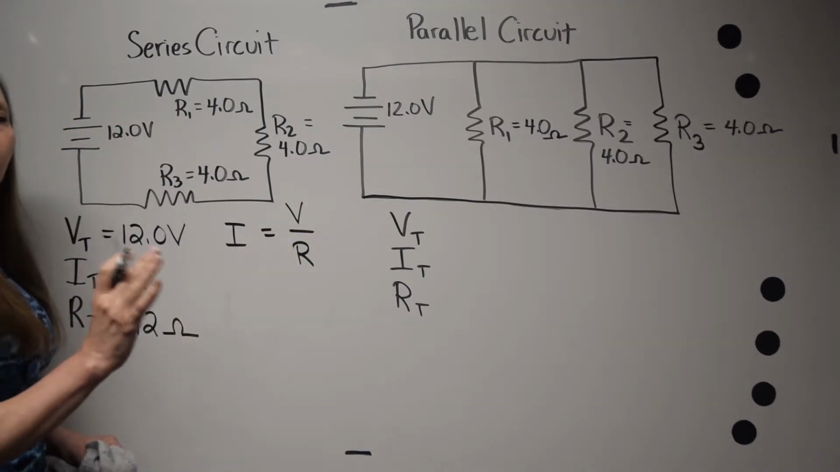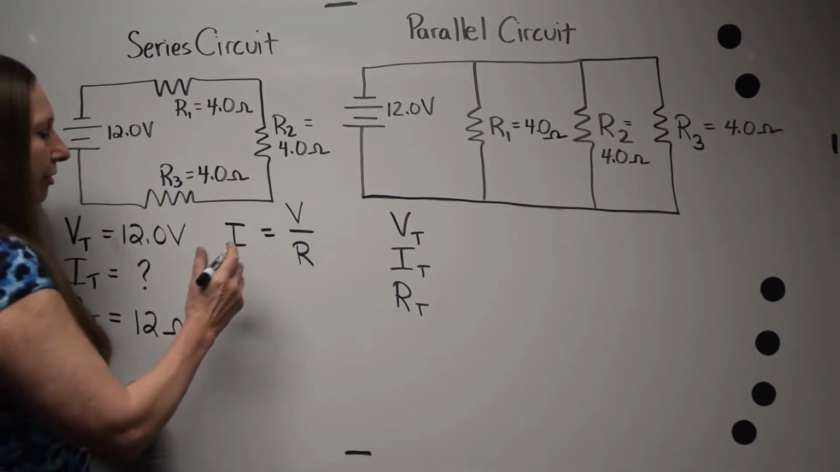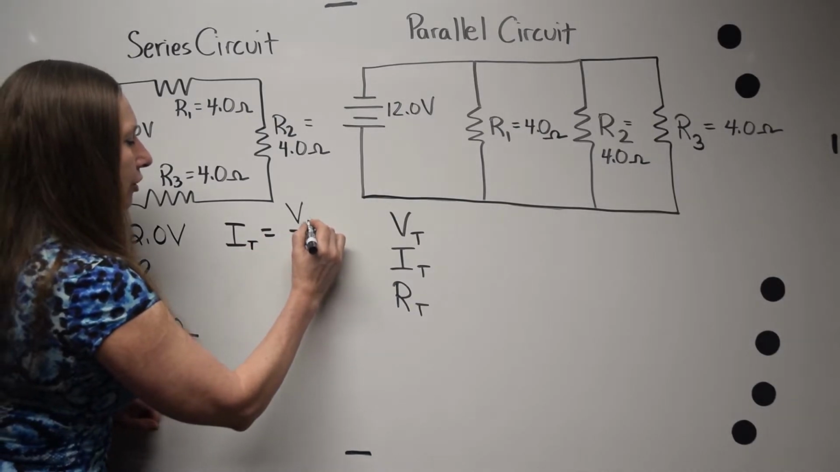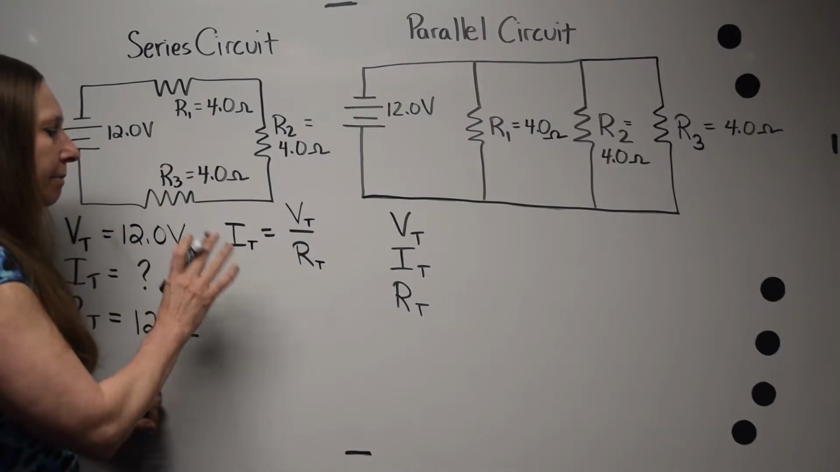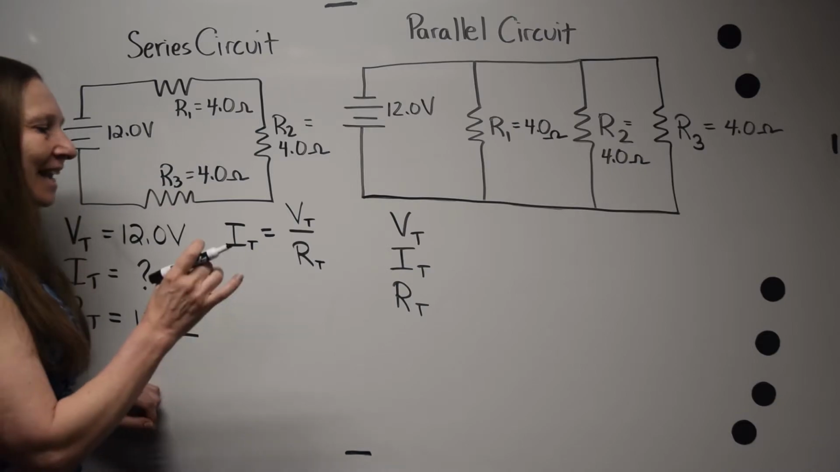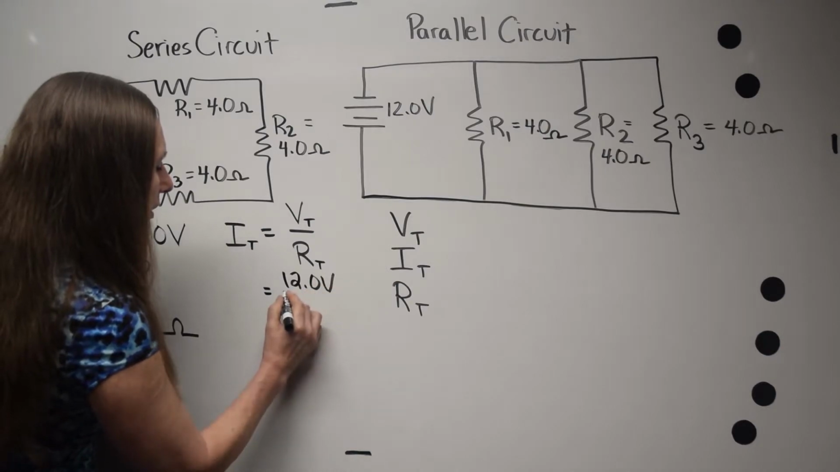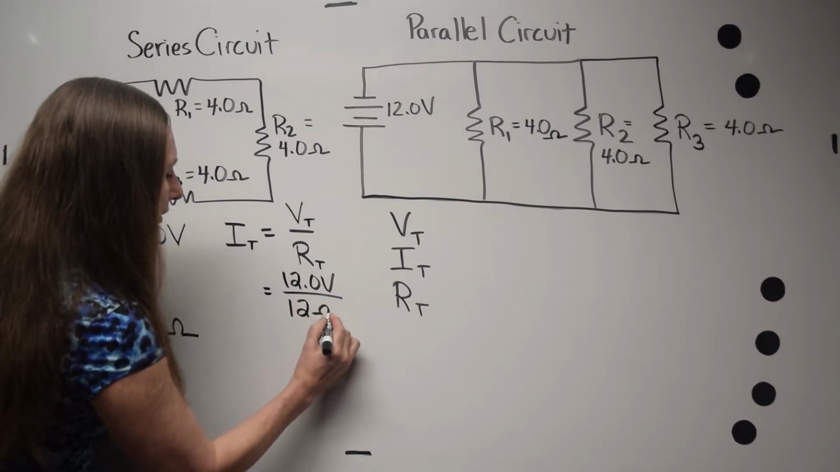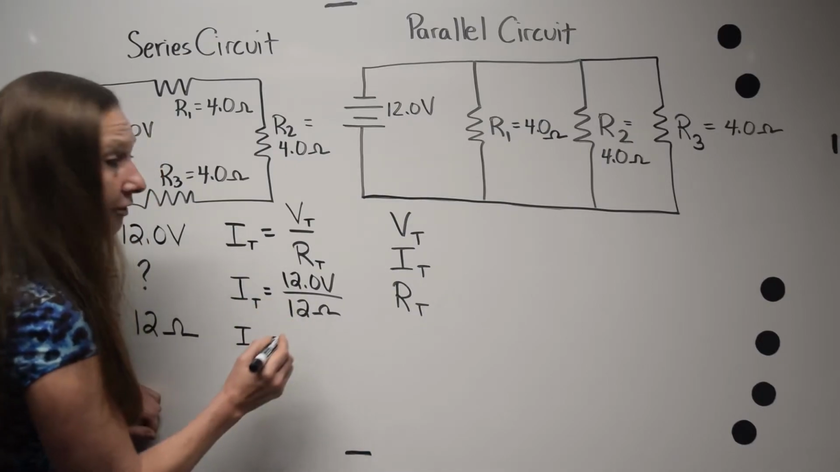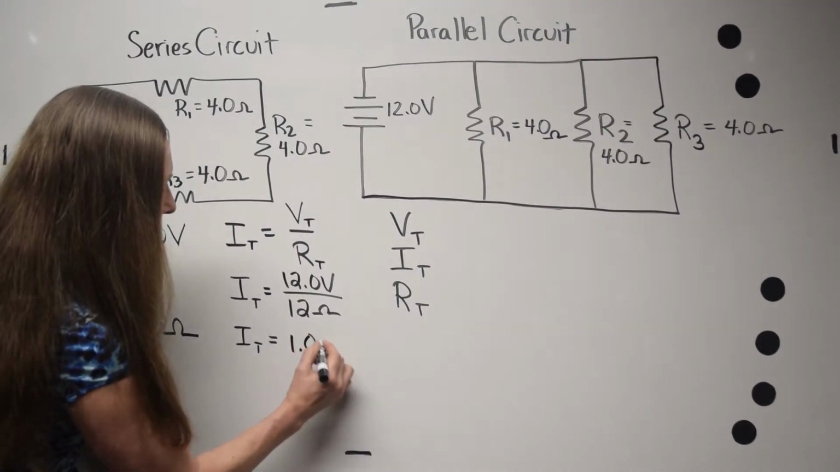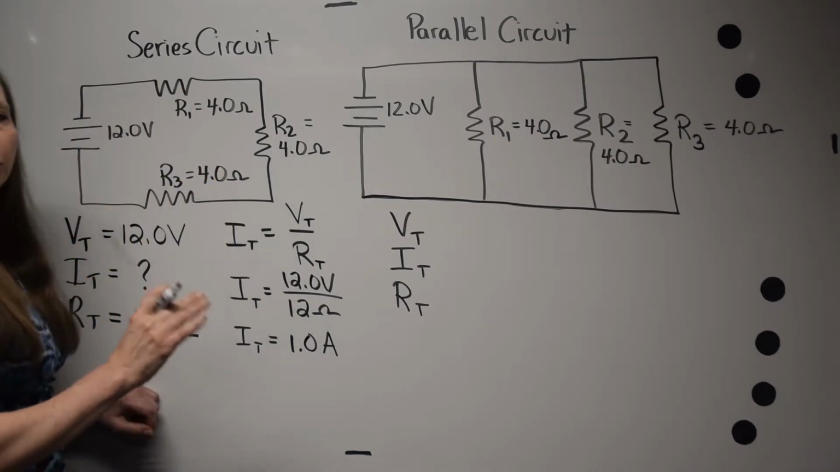Now, keep in mind, when you use Ohm's law, you should always put all identical subscripts. So if we're trying to find I total, we should use V total over R total. Whenever you use Ohm's law, make sure all of the subscripts are identical. So we take V total, which is 12 volts. We divide by R total, which is 12 ohms. So we're going to find that the total current, 12 divided by 12, is 1 amp. The total current for this circuit is 1 amp.